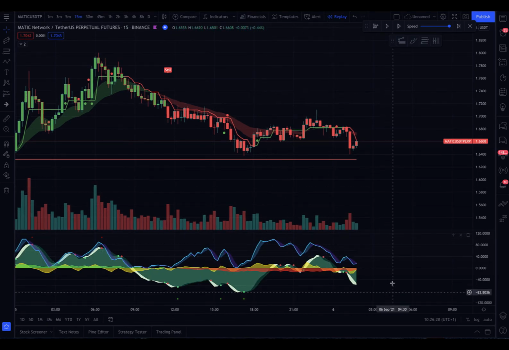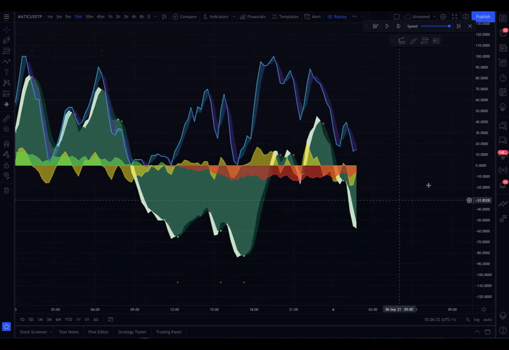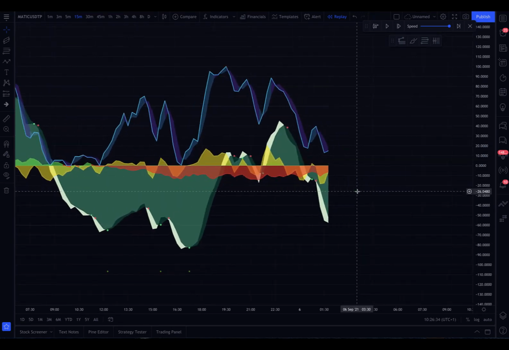Okay, so we have here Magic Algo 3. Let me just make it a little bit bigger so it'll be easier to explain. These two lines here, this is our stochastic. In this case, it is pointing downward, so I would not open a position right now. I would wait.